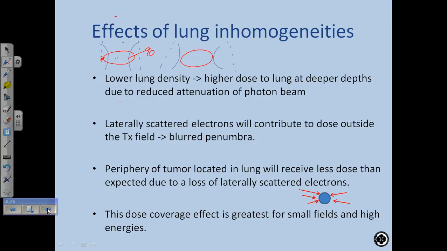Okay, so this dose coverage effect is greatest for small fields and high energies. Why is it greatest for high energies? Because high energies scatter more forward than they do to the sides, right? We know that there's more forward scatter. So if this is the tumor and they're scattering forward, well, here's the electron, it's going this way, it's not going this way. So there's a lot less side scatter, and therefore there's a lot less ability to cover that tumor.